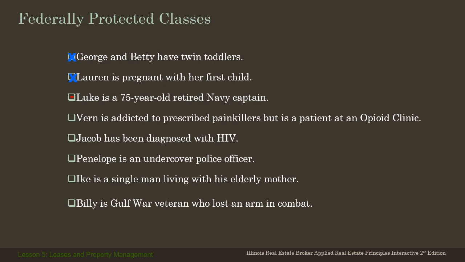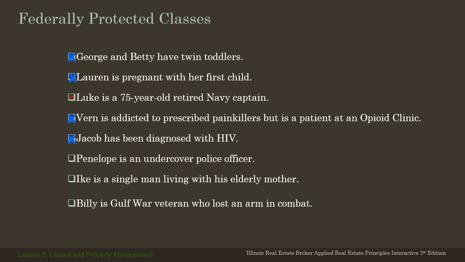Vern is addicted to prescribed painkillers. Vern might be, but remember that in order to qualify for protection under the Disability Acts, you have to be in a recognized drug or alcohol treatment program. So let's say Vern is addicted to prescribed painkillers, but he is in a rehab program. Jacob has been diagnosed with HIV. Well, he is protected, but remember now, he's so protected that we can't tell anybody about his HIV diagnosis.